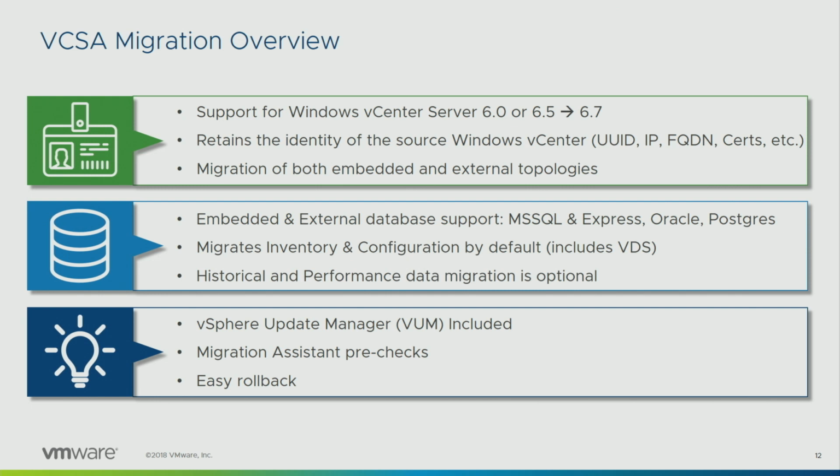And then lastly, we have a really easy rollback story. When we perform the migration, we power off your source Windows VC, and we don't touch it after the fact, right? So if you do run into some issues and you need to roll back, simply power off the new appliance and power back on your source Windows VM, and you're back in business, right? So from a rollback standpoint, really, really easy.